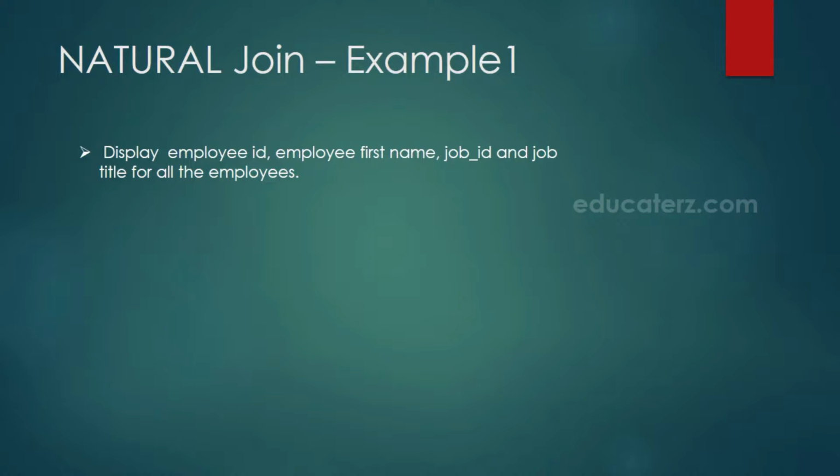Natural join example 1. For example, we want to display employee ID, employee's first name, job ID and job title for all the employees. This information is stored in two tables. One table is the employees table, another table is the jobs table. The employees table consists of the columns employee ID, employee's first name and job ID. The jobs table consists of two columns, job ID as well as job title.